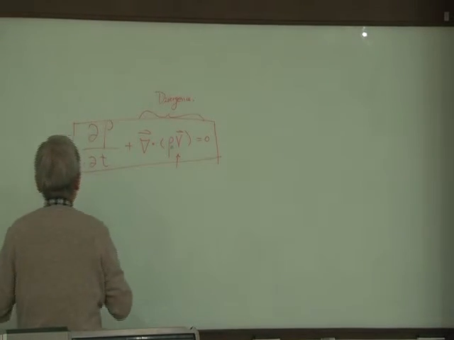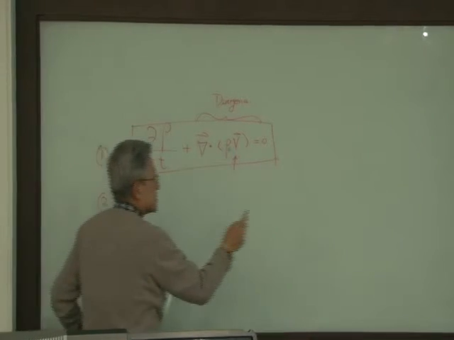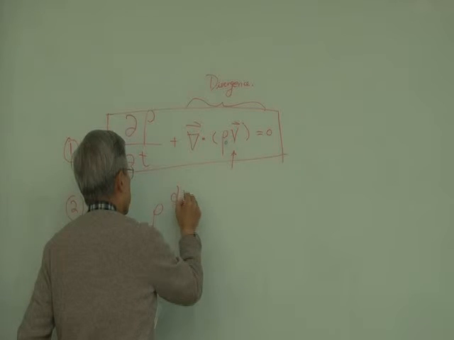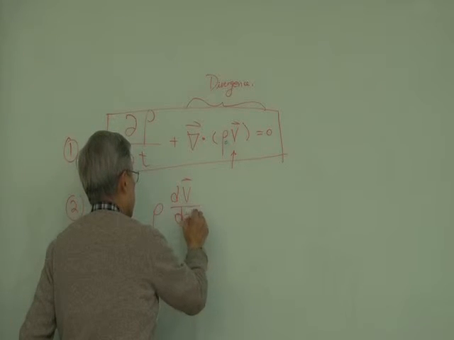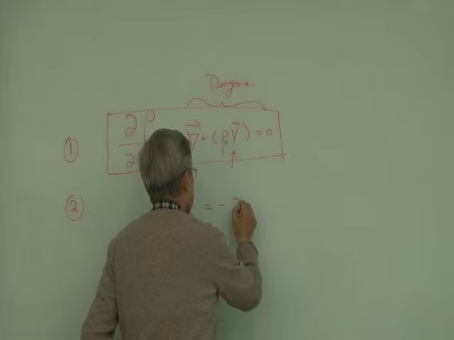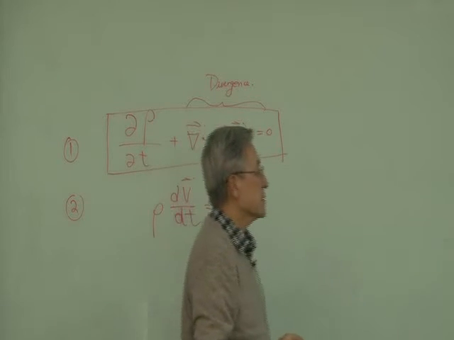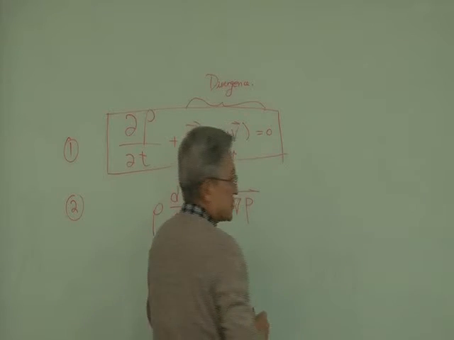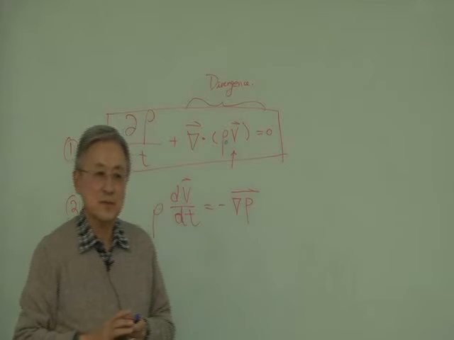So this is one equation, the second equation. Over there, rho dv/dt is equal to minus gradient p. Okay. Conservation of momentum equation. So what's the last equation?